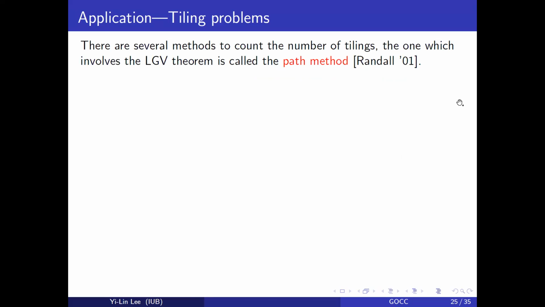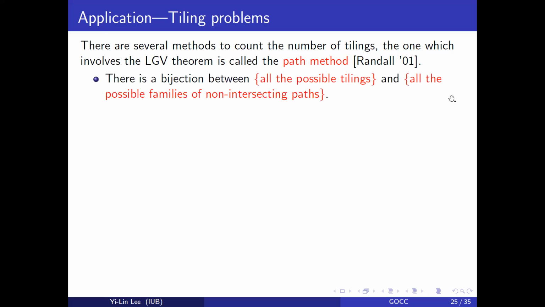Okay, how does the tiling problem relate to the Lindström-Gessel-Viennot theorem? There are many ways to count the number of tilings, and one way that involves the Lindström-Gessel-Viennot theorem is called the path method. I'm not going to explain the details here, but you just need to know there is a bijection between all possible tilings and all possible families of non-intersecting lattice paths.